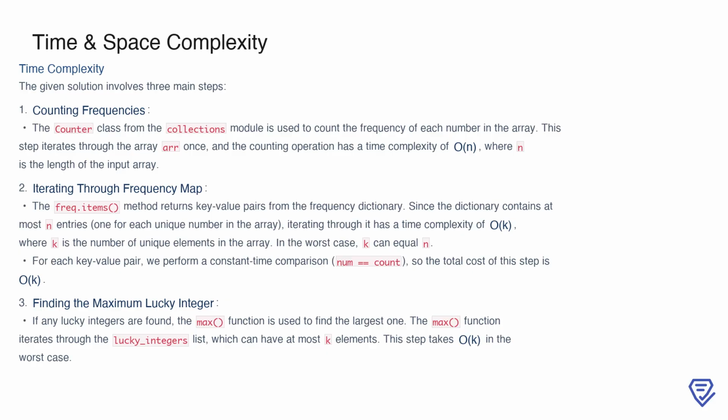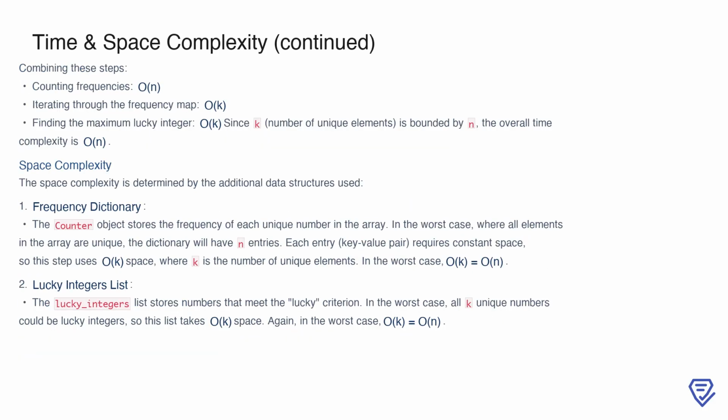Finally, if we find any lucky integers, we use the max function to identify the largest one. The max function iterates through the list of lucky integers, which can have at most k elements, so this step is also O(k). Together, these 3 steps form the basis of our time complexity analysis. When we combine the time complexities of these steps, we get O(n) for counting frequencies, O(k) for iterating through the frequency map, and O(k) for finding the maximum lucky integer.